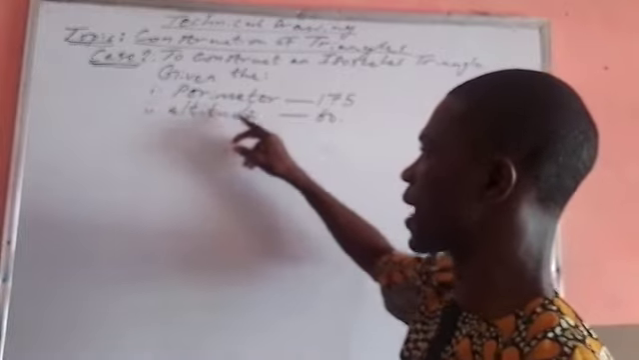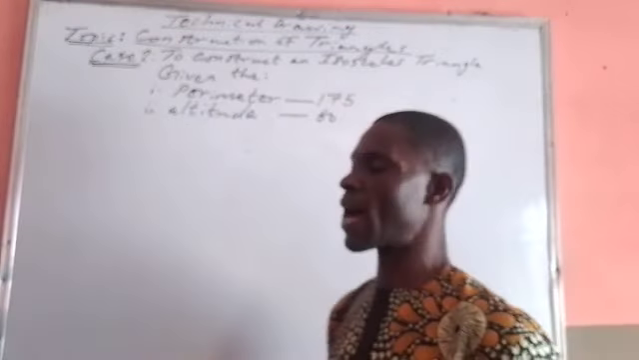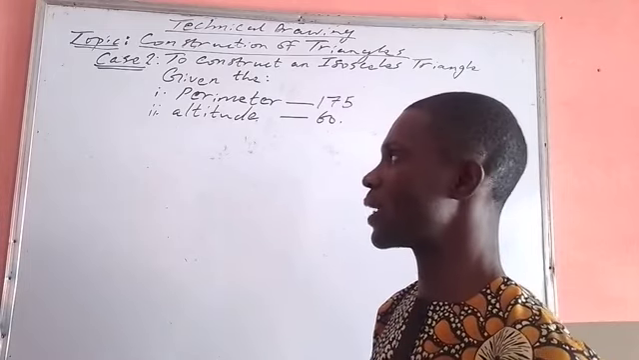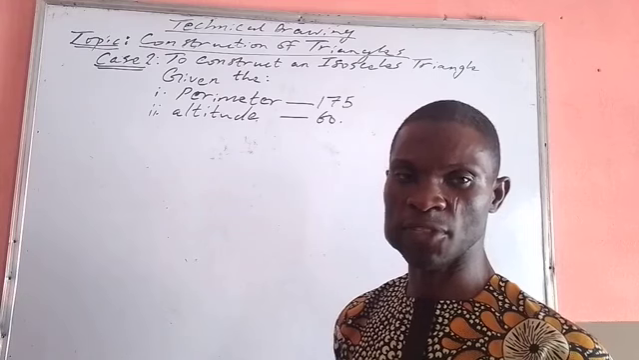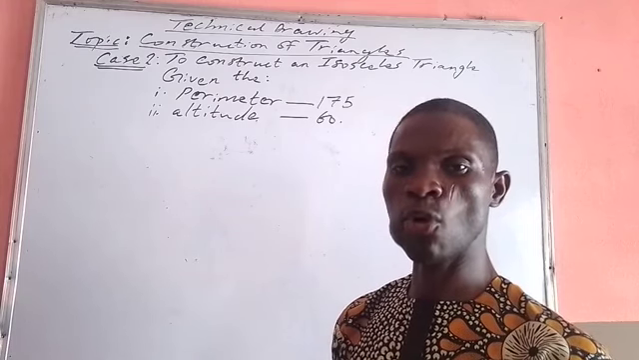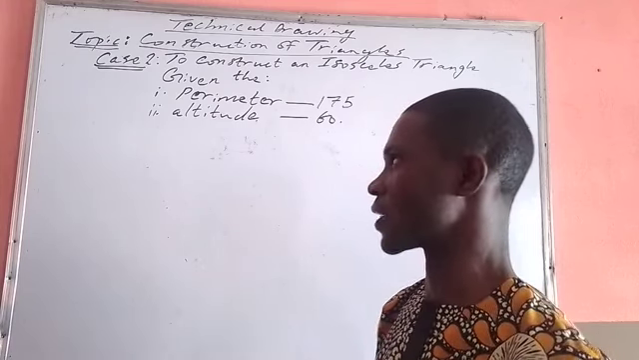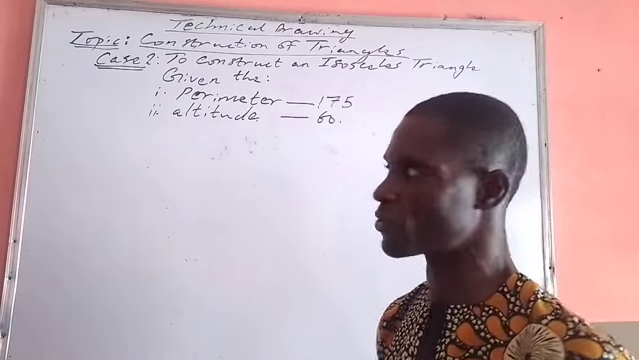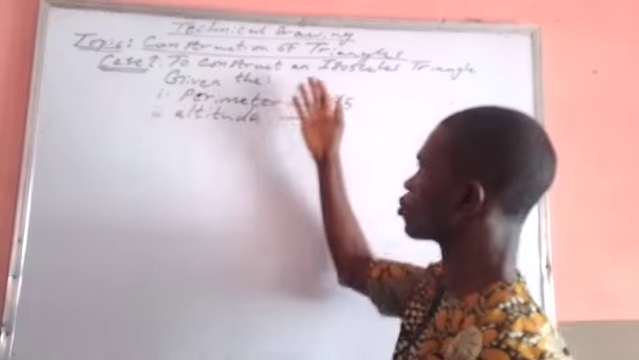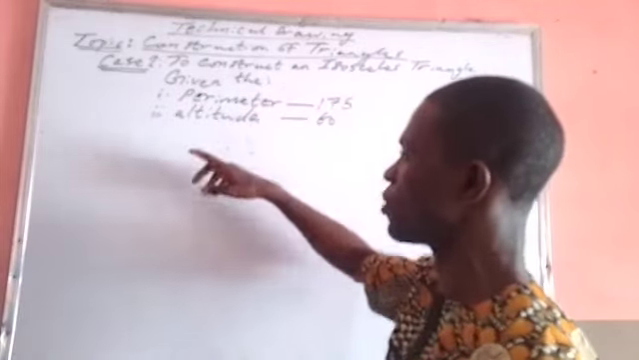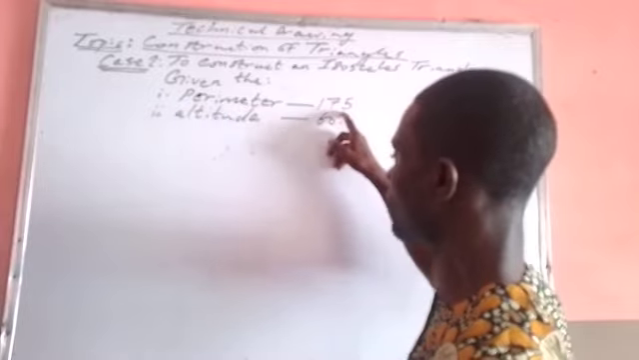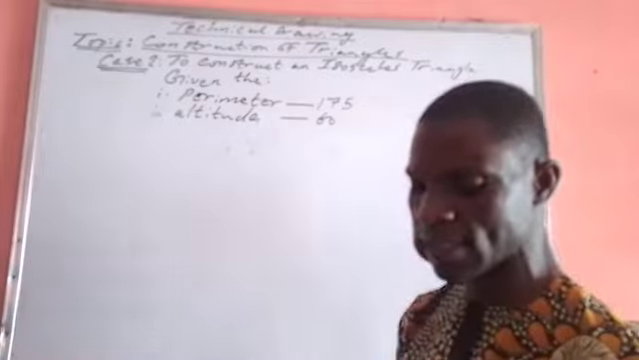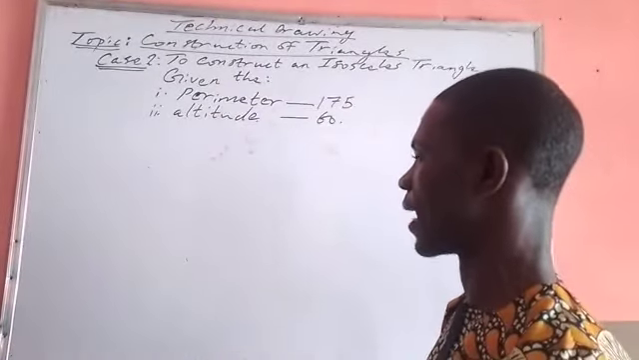We are given the perimeter and the altitude, and as I said, when it comes to the construction of triangles, we need to consider what we are given before we can know what steps to take. The step to take depends on the information given. So in this case, as we are constructing an isosceles triangle, we are given the perimeter to be 175 millimeters and the altitude is 60 millimeters. So let's see how this construction can be done.